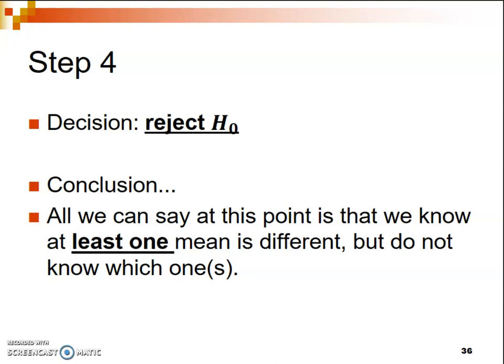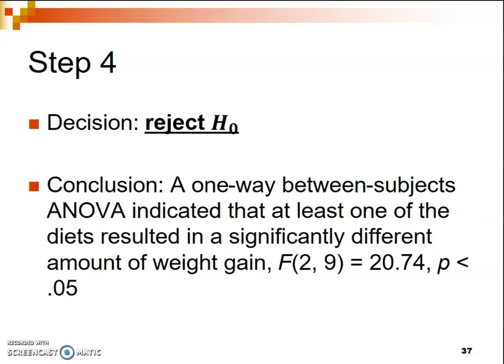So I ended the last video with talking about the fact that all we can say at this point in our hypothesis test is that at least one mean is different, but we don't yet know which one explicitly is different or if they're all different. So at this point, all we can say in our conclusion, the way we would write this, would be a one-way between subjects ANOVA. So we want to indicate what type of test that we ran.